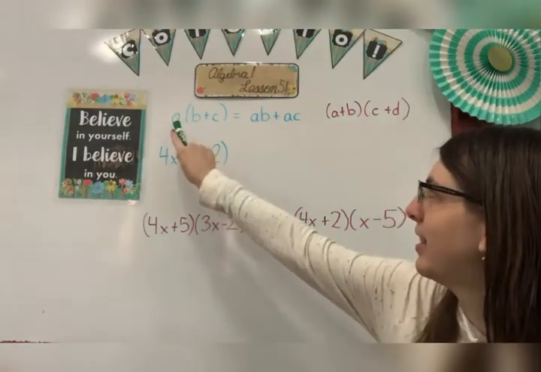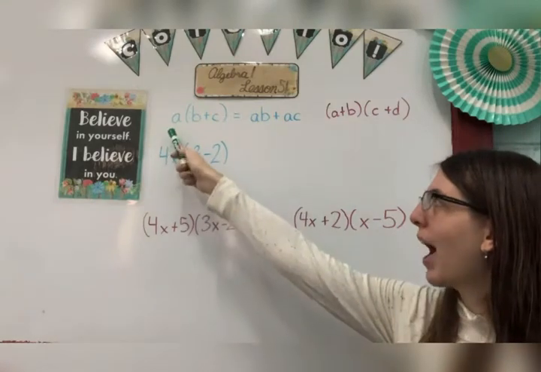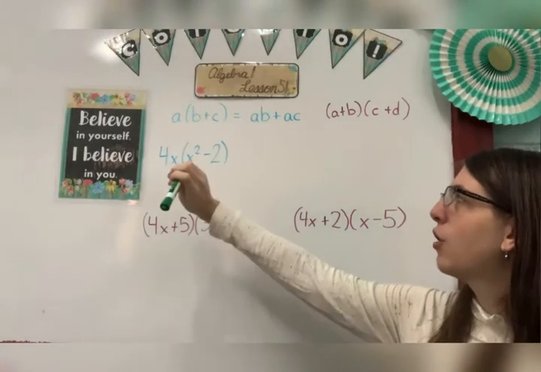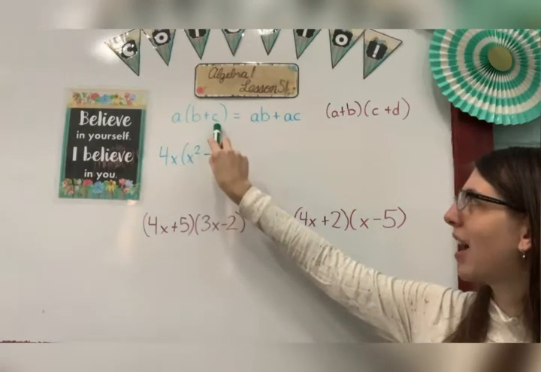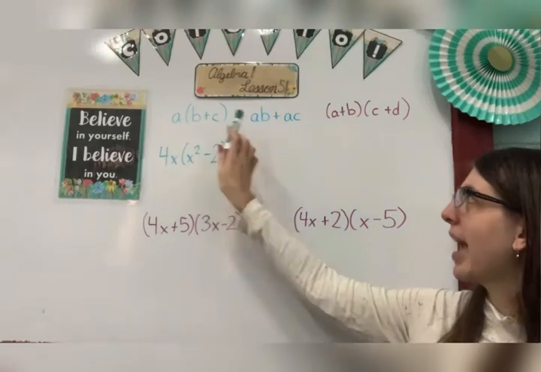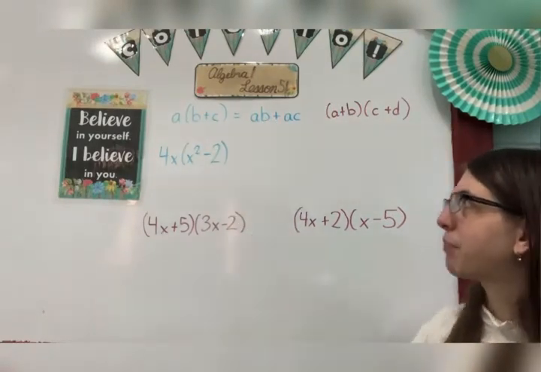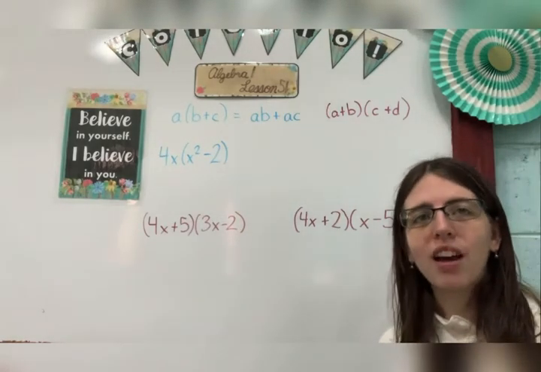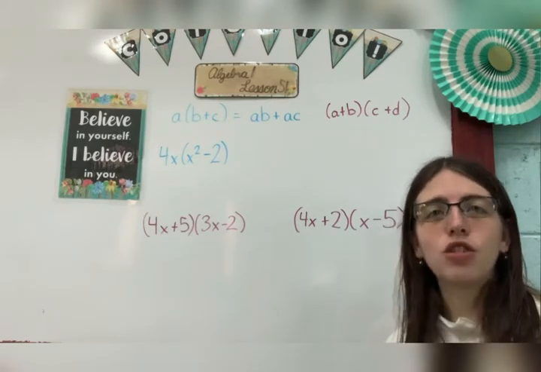So remember this definition. This is for the distributive property, that if you have A times something in parentheses, for example, B plus C, the way that you multiply it is you distribute the A to each term inside the parentheses. So you have A times B plus A times C, and you multiply it that way. So we can use this when it comes to polynomials. We can multiply our terms using the distributive property.